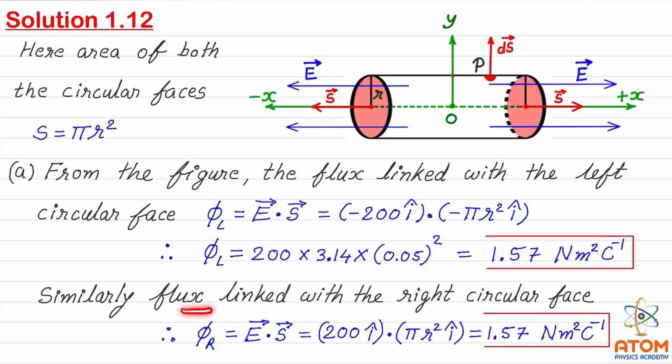Similarly, the flux linked with the right circular face can be written as phi R. Again the equation is E dot S. Here on the right side, the electric field is 200 i cap, and the area vector is also in the positive x direction. That's why the equation will be pi r square i cap. So solving this, we will get 1.57 newton meter square coulomb inverse. So you can see the flux of both of the faces is 1.57 only.